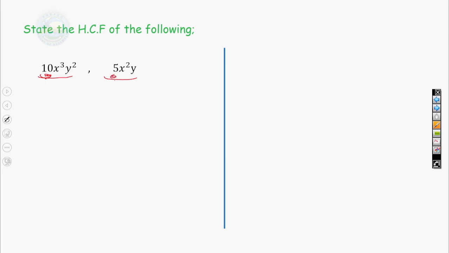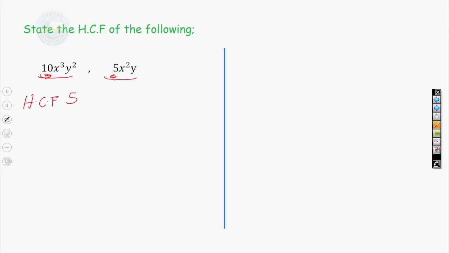10 and 5, do they have a common factor? Is there a number that can be multiplied by some other number to give us 10, and that same number multiplied by another number to give us 5? Yeah, that's correct. It is 5. So here, 5 is the contributor to my highest common factor for my coefficients.